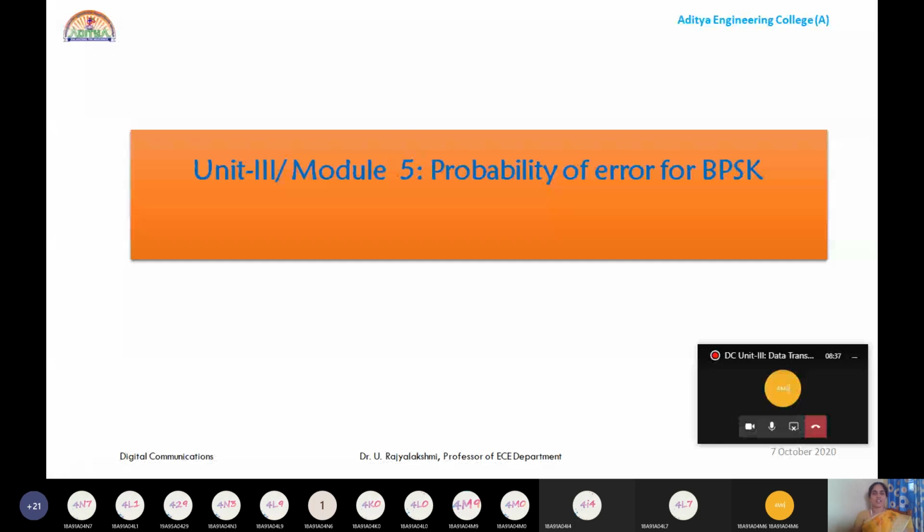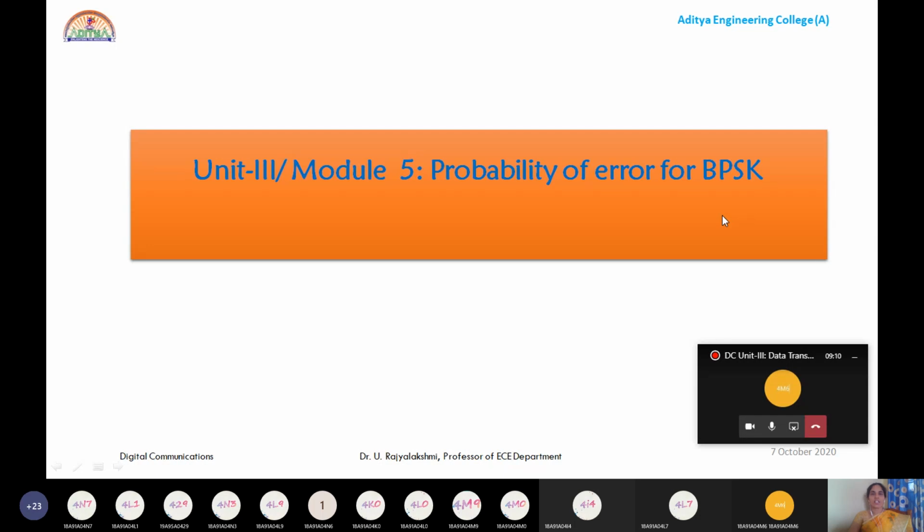In the last class, we calculated the probability of error for the binary ASK system, and we obtained it as half ERFC of root Eb by 4N0. Because Eb by N0 is reduced by a factor of 4 inside the root, we can say that the probability of error is high for the binary ASK system.